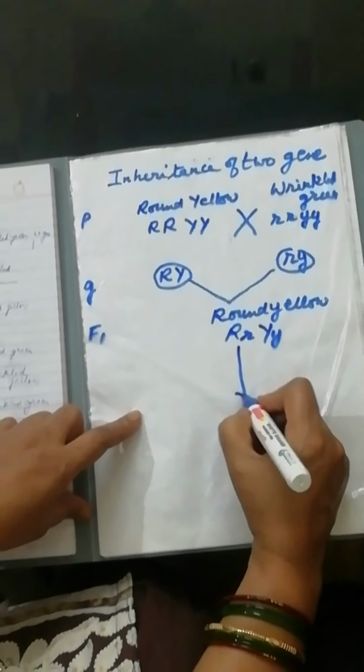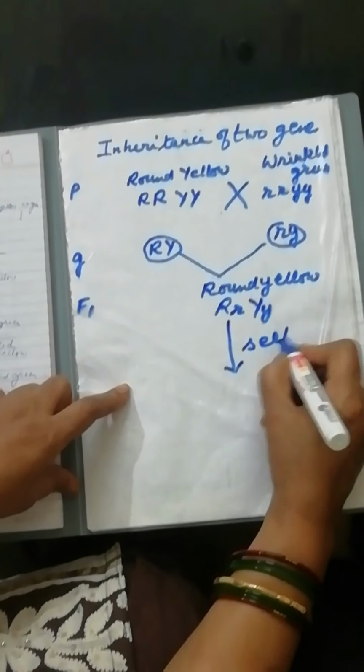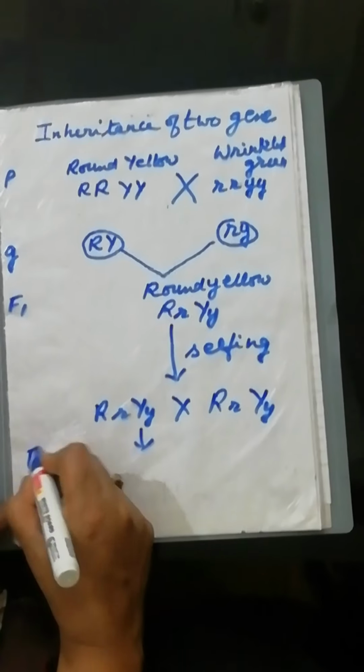Okay. Now, in the first generation, when these two combine, what was observed is that the plants bore seeds that were round and yellow. Okay, and the genotype is RrYy. Now this is selfing. Selfing means self pollination. F1 is crossed with F1. That is RrYy crossed with RrYy. Then we will get what? F2 result.